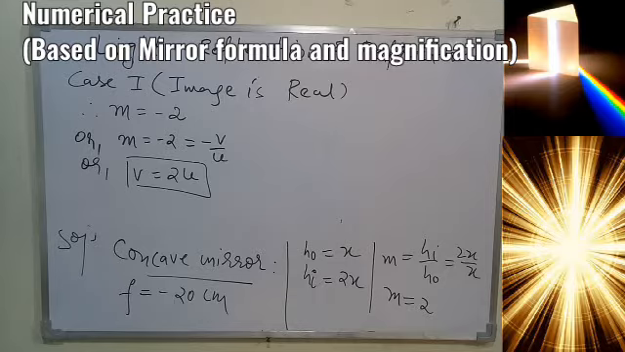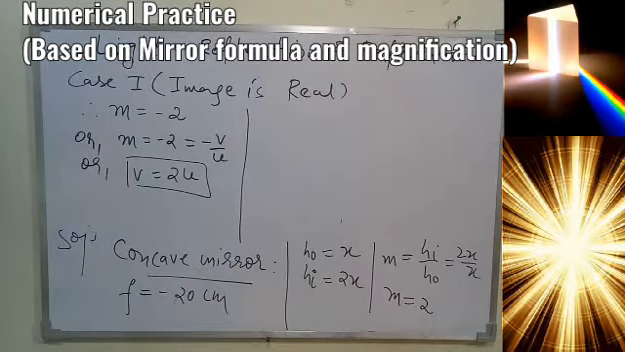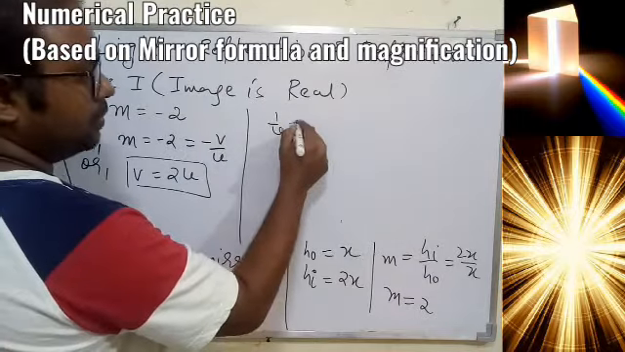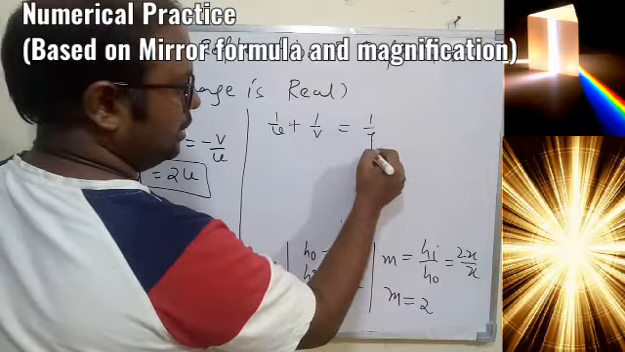So we got the first thing here. Now again we'll go for the same thing, apply the mirror formula. 1 by u plus 1 upon v is equal to 1 upon f.